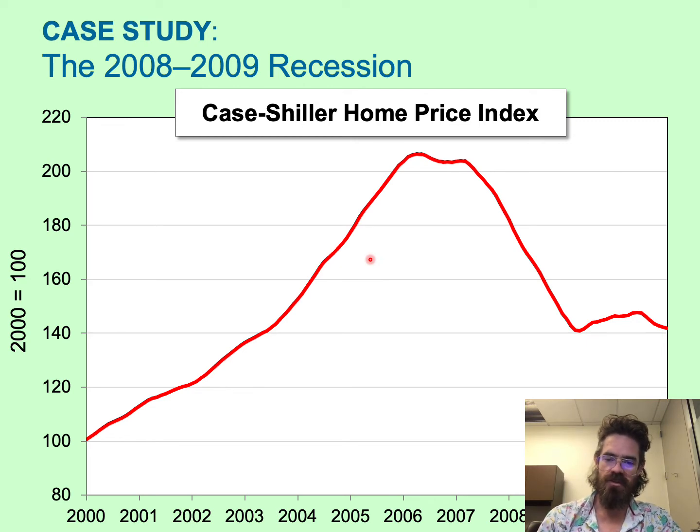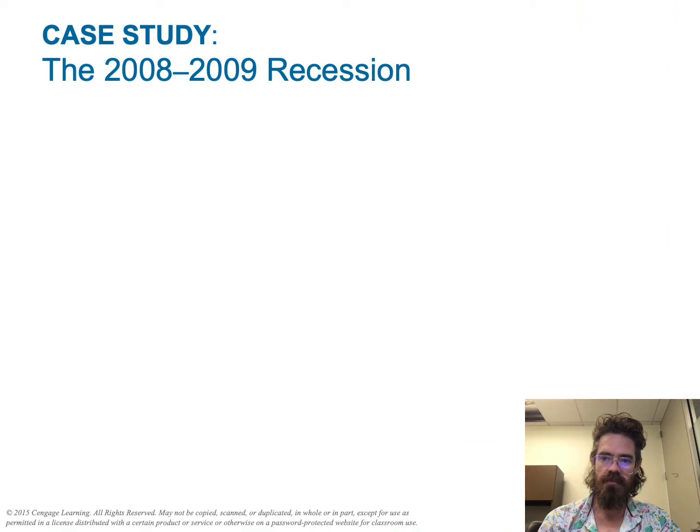So, what was going on here? What sort of caused these problems in the housing market? Homes are typically assets that always increase in value. They almost never decrease in value. So this was a very unusual event in terms of our economic history. So what was going on?